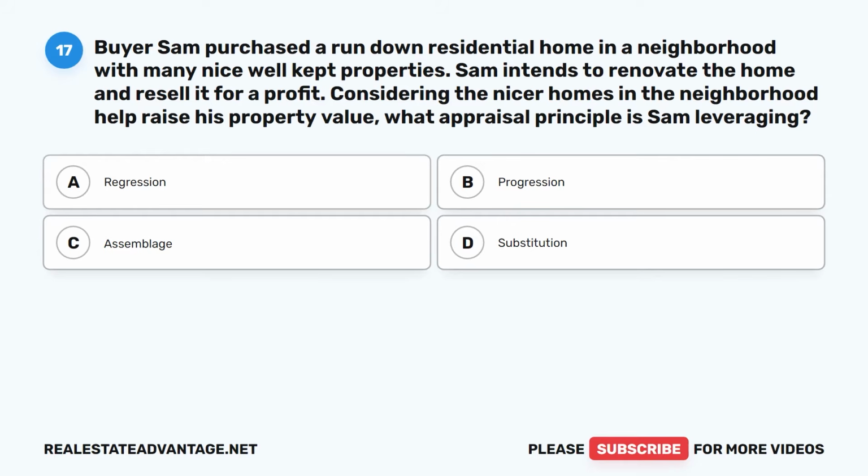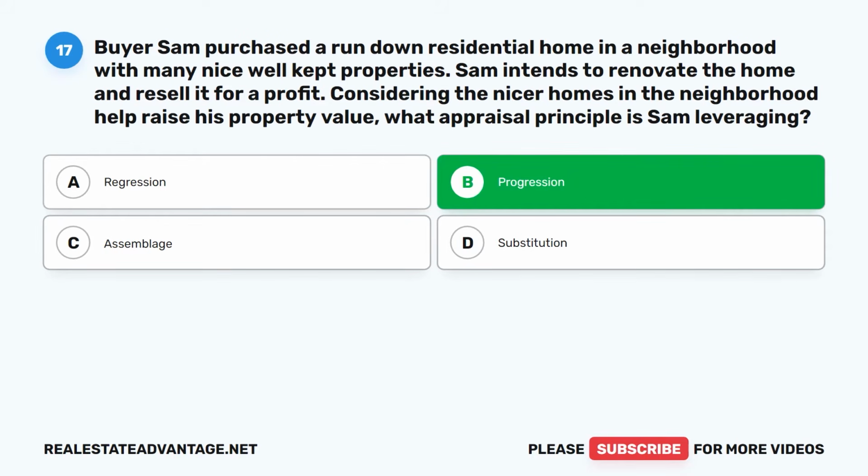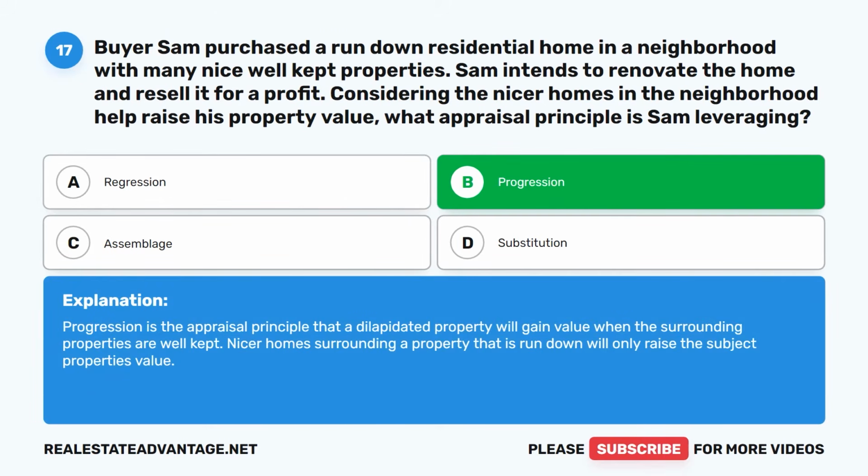A. Regression. B. Progression. C. Assemblage. D. Substitution. The correct answer is B. Progression. Progression is the appraisal principle that a dilapidated property will gain value when the surrounding properties are well kept. Nicer homes surrounding a property that is run down will only raise the subject property's value.